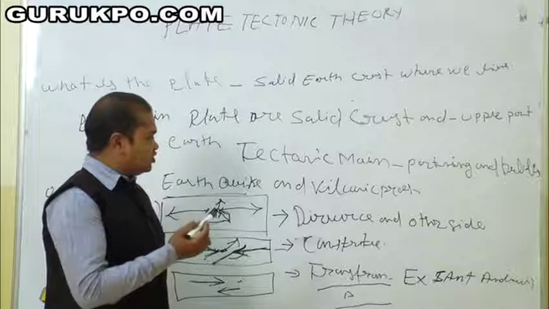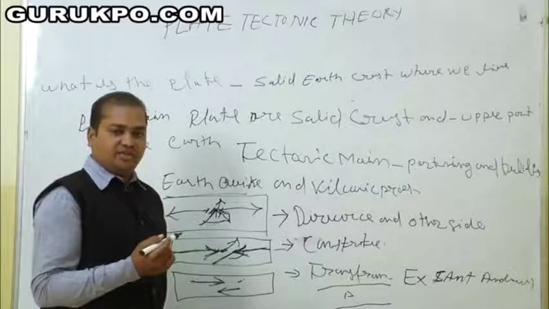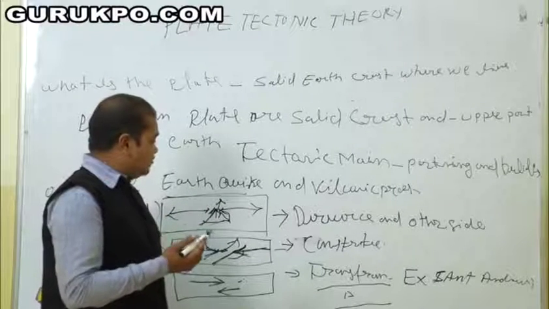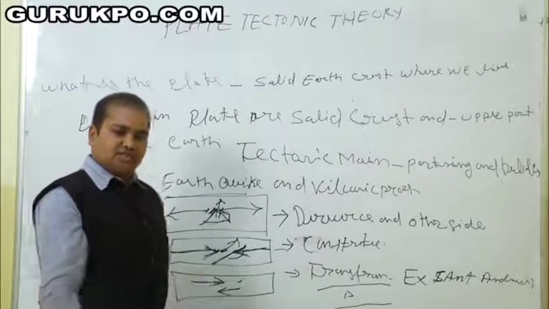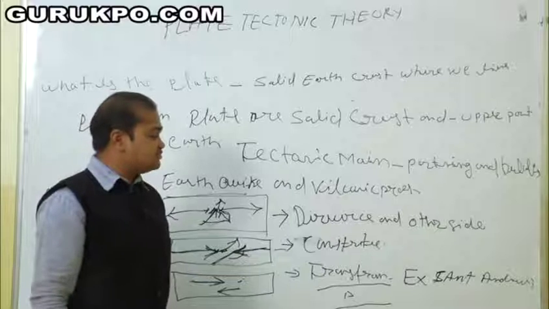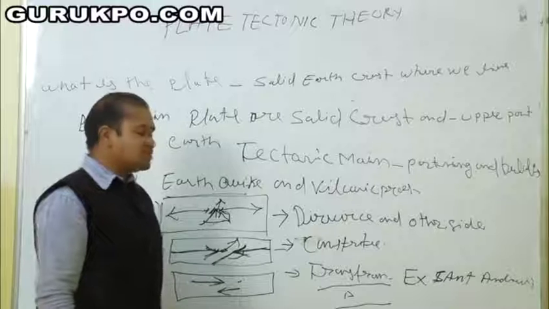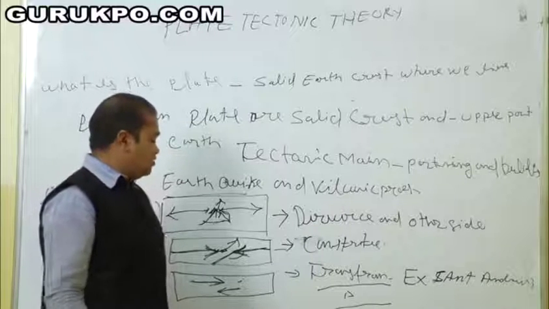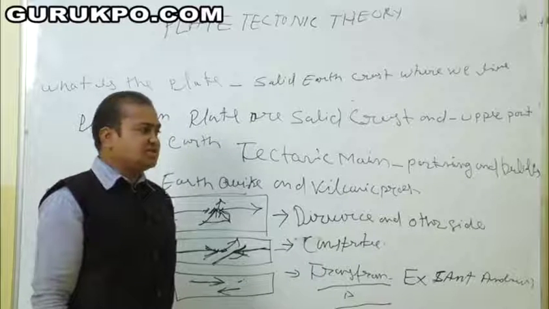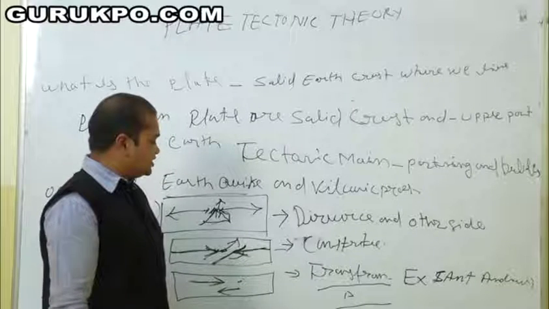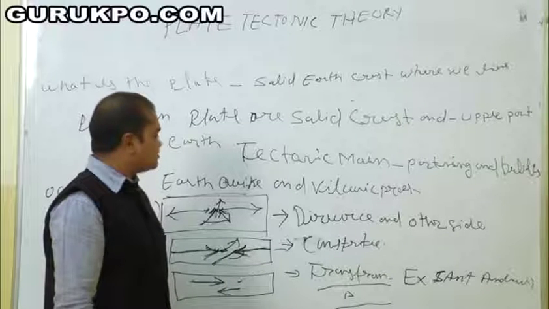In the tectonic process, everybody knows plates are of three types: Sial, Sima and Nife. In the moving direction of the plates, there are three types. First is destructive, where plates move toward each other; constructive, where plates move apart from each other; and third, transform, where plates move sideways past each other. So that is why I can say there are three types of plate boundaries. We will discuss this topic today.